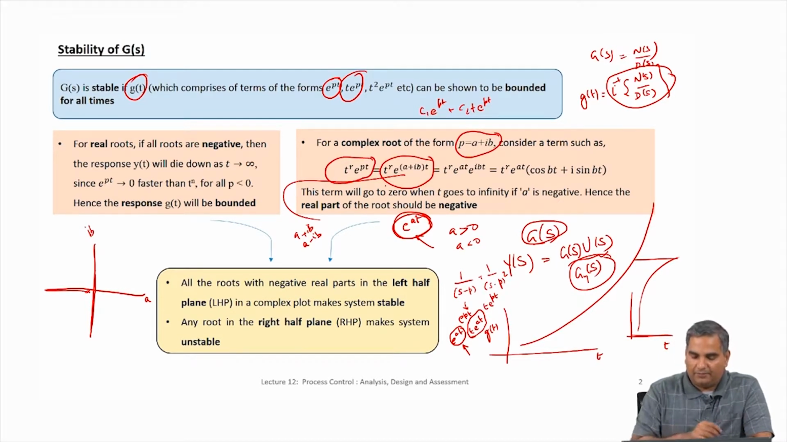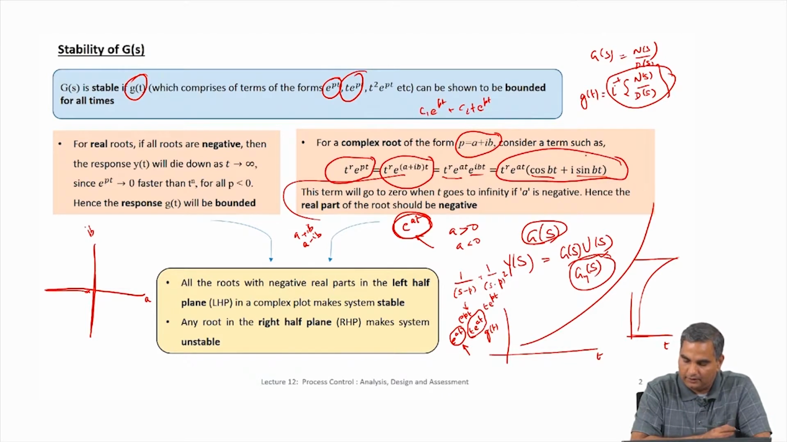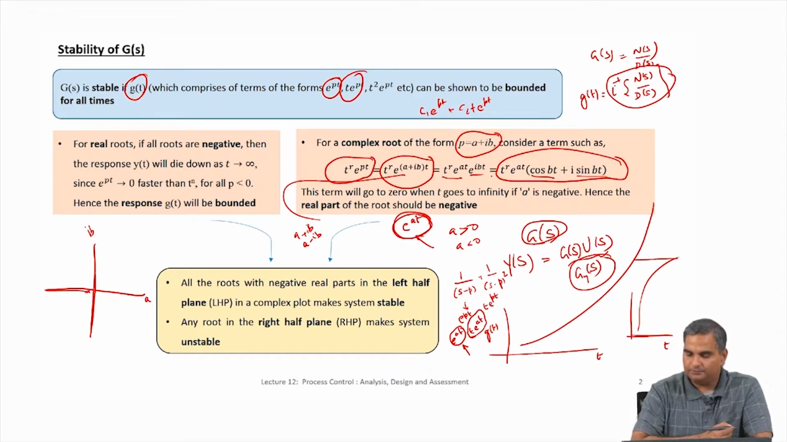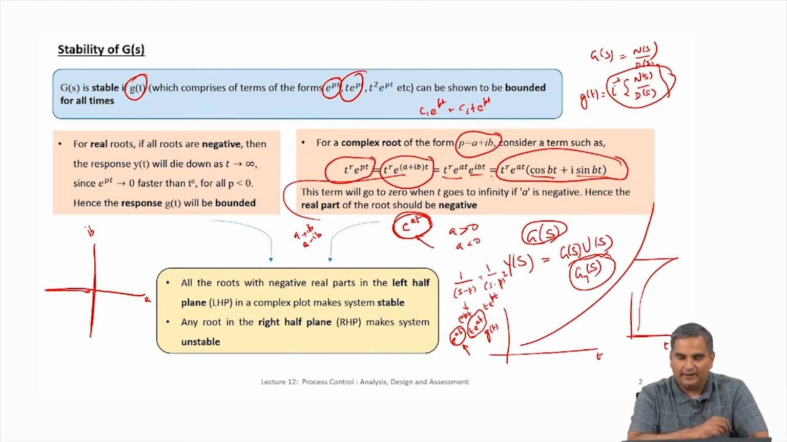Then I have t power r e power a plus i b t, which I can expand as t power r e power a t e power i b t, and you know e power i theta is cos theta plus i sin theta. So, e power i b t can be expanded as cos b t plus i sin b t. Now, if you look at this term that has come out of a complex root which is repeated, if it is not repeated r will be 1, but we can address the whole case together, because we have already talked about repeated roots when we talked about real roots. Now, there will be terms like this, and what we are doing is going term by term and then seeing whether any of these terms can actually go to infinity.